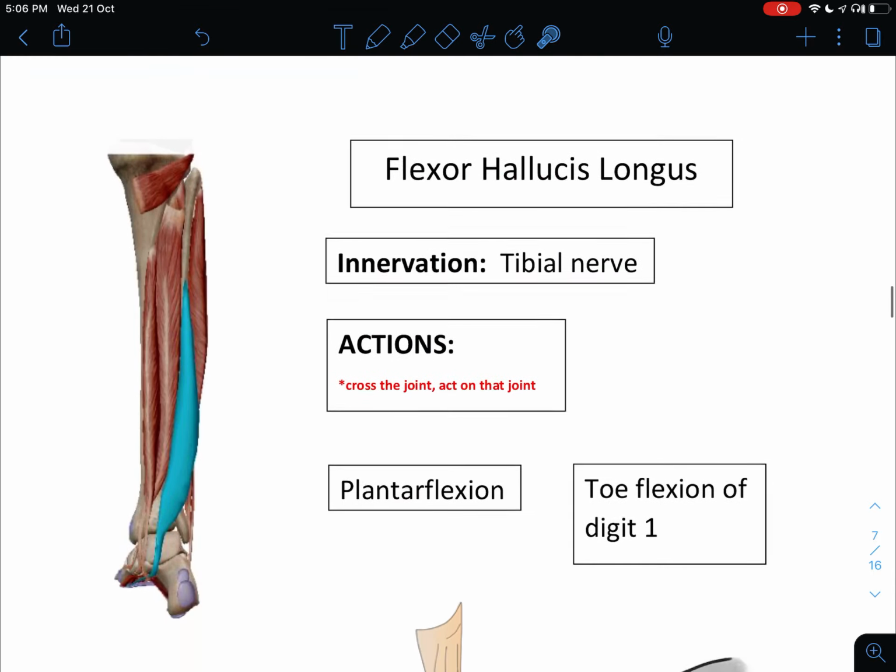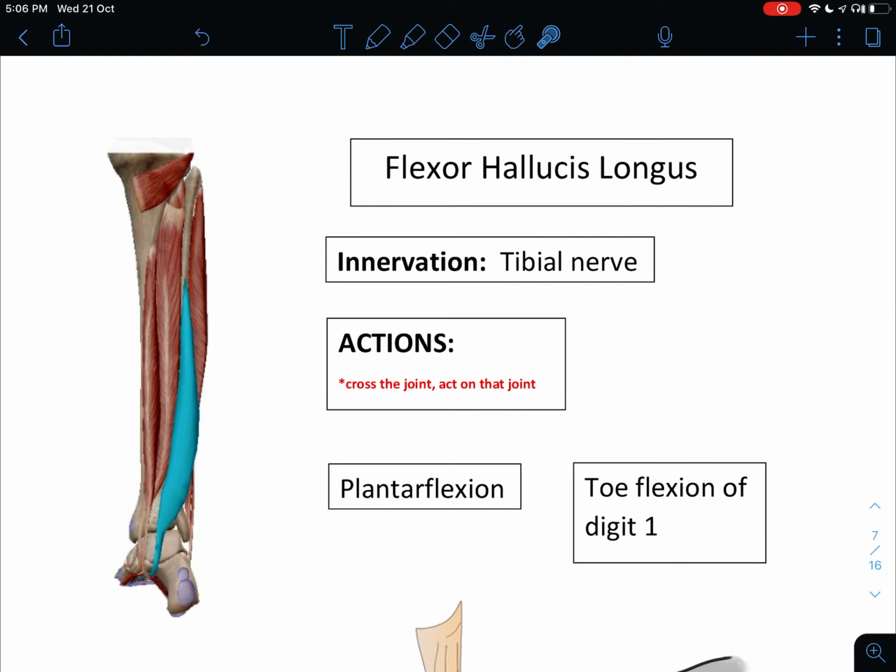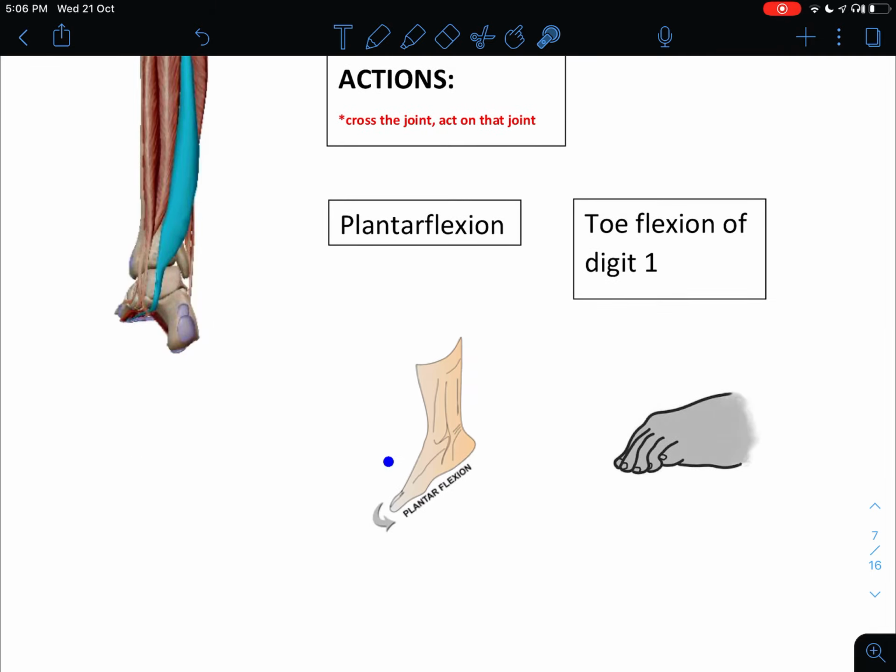Next, we have our flexor hallucis longus. It's also innervated by the tibial nerve, and it's going to be lateral to our tibialis posterior, and its action is going to be plantar flexion, toes to the ground, and toe flexion of just the big toe.